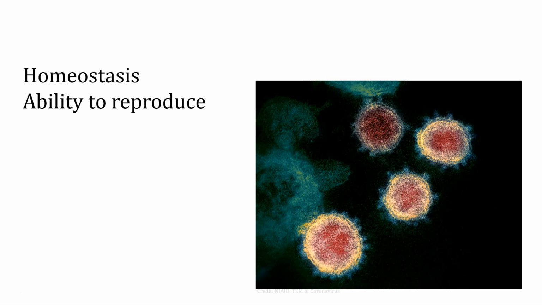Another characteristic of living things is that they can reproduce. So this beckons a discussion of viruses. Here we have a picture of a coronavirus. Note the little spike proteins, which make it look kind of like a crown. That's where the name comes from. Corona means crown, I believe.